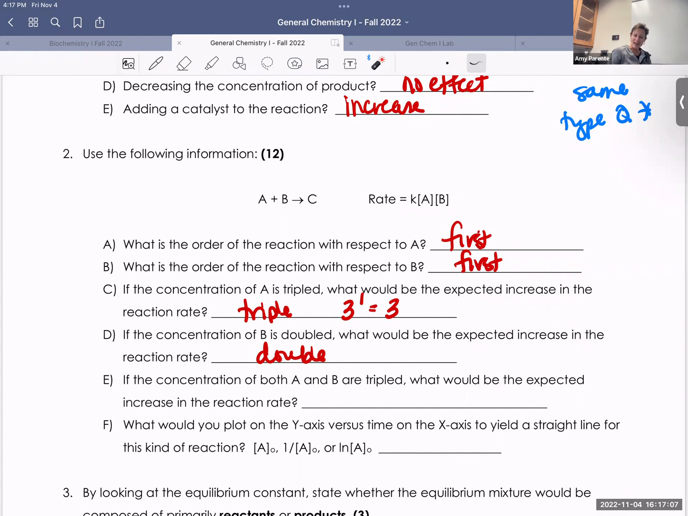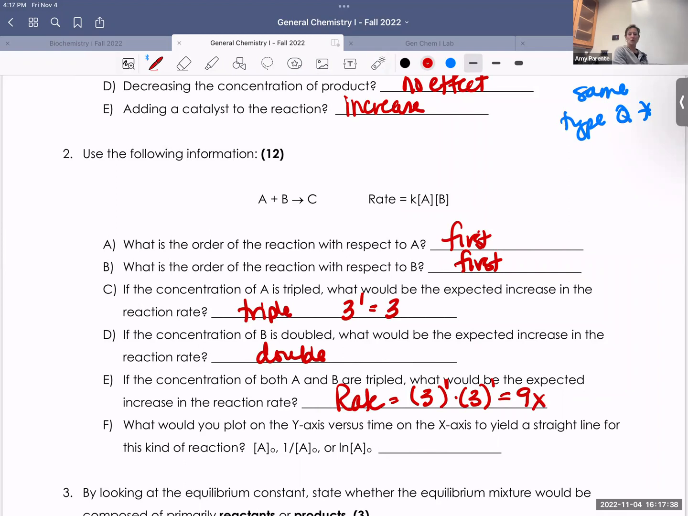If the concentration of A and B are both tripled, what would be the expected increase in the reaction rate? It's going to be 9. So what you want to do here is imagine taking the rate and asking what the concentration change is. It's going to be 3-fold to the first power times 3-fold to the first power, so it's going to be a 9-fold increase.